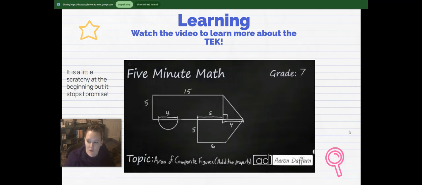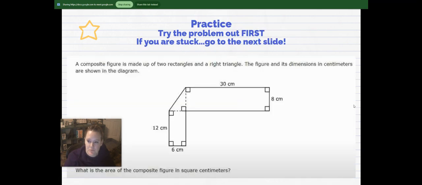So now moving forward in class, this is a problem from last year's STAAR test. A composite figure is made up of 2 rectangles and a right triangle. The figure and its dimensions in centimeters are shown in the diagram. What is the area of the composite figure?